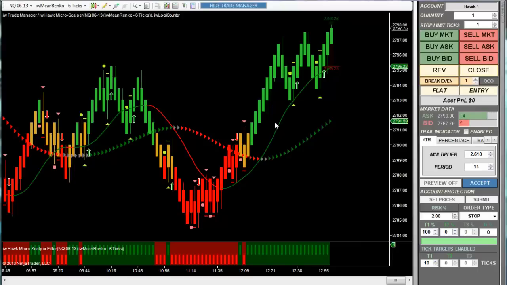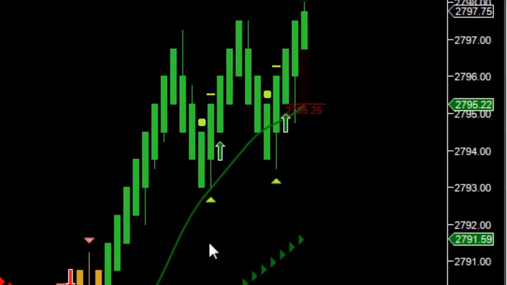Those four things with the Hawk happen to be the bar color, the micro trend line color, the macro trend line color, and lastly, the color of the filter. When all four of these are in sync, then we will have a higher probability signal develop. Now, the signal itself develops in two stages.